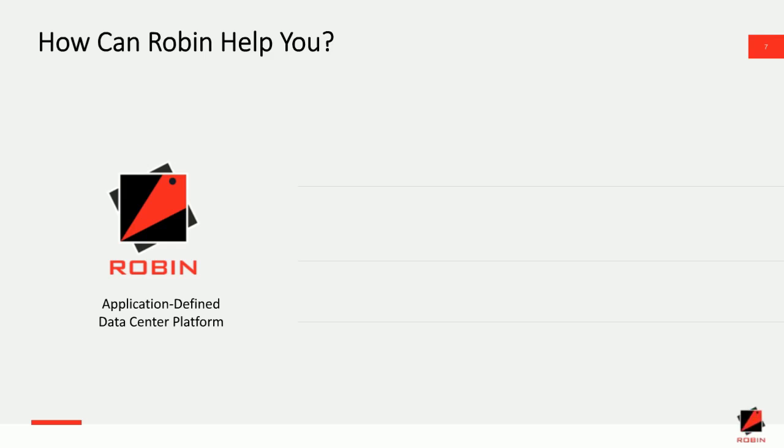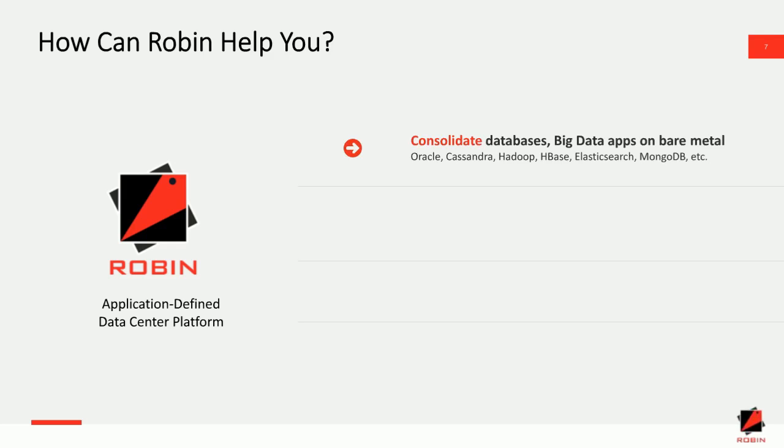With a platform like that, what can Robin really do for you? Well, number one, it can consolidate databases for you. It can consolidate your Hadoops, your big data apps. It can also let you run Oracle, Elasticsearch, MongoDB, you name it. And you can run all of this on bare metal, so no performance penalties.